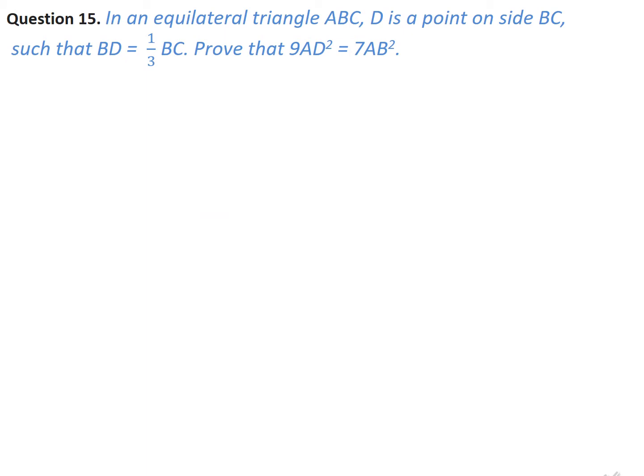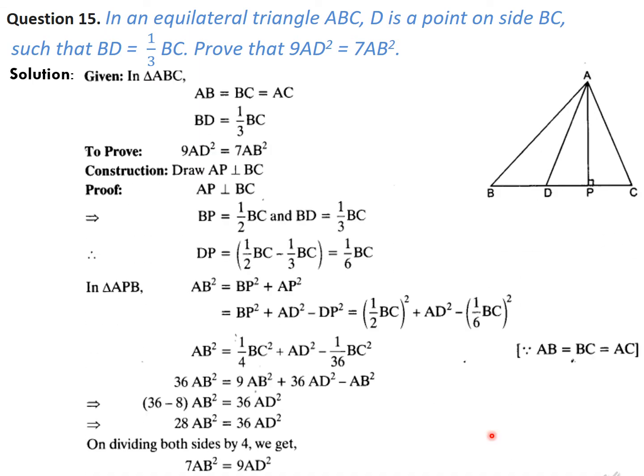Question number 15. In an equilateral triangle ABC, D is a point on side BC such that BD is equal to 1/3 of BC. Prove that 9AD square equals 7AB square. Here is the triangle on the right hand side. It is an equilateral triangle ABC, and D is a point on BC such that BD is equal to 1/3 of BC.